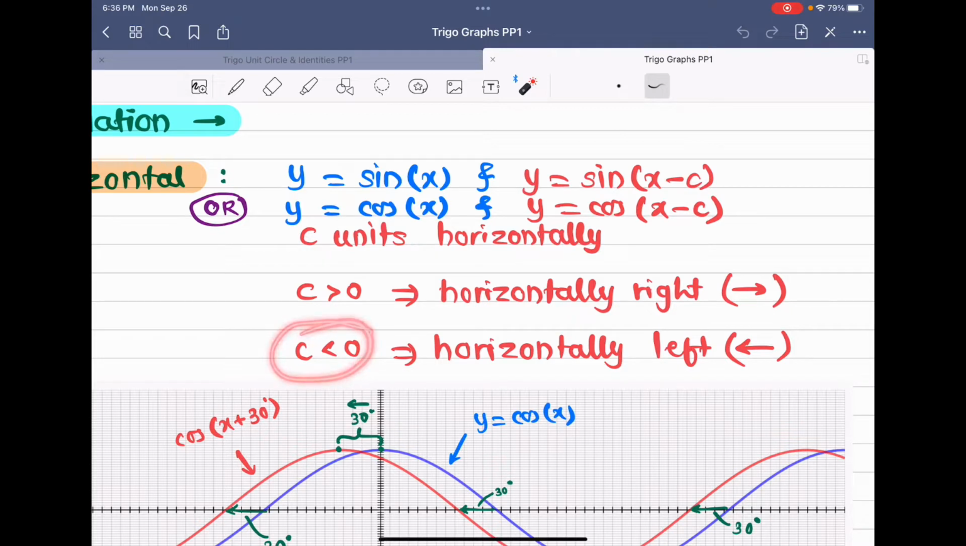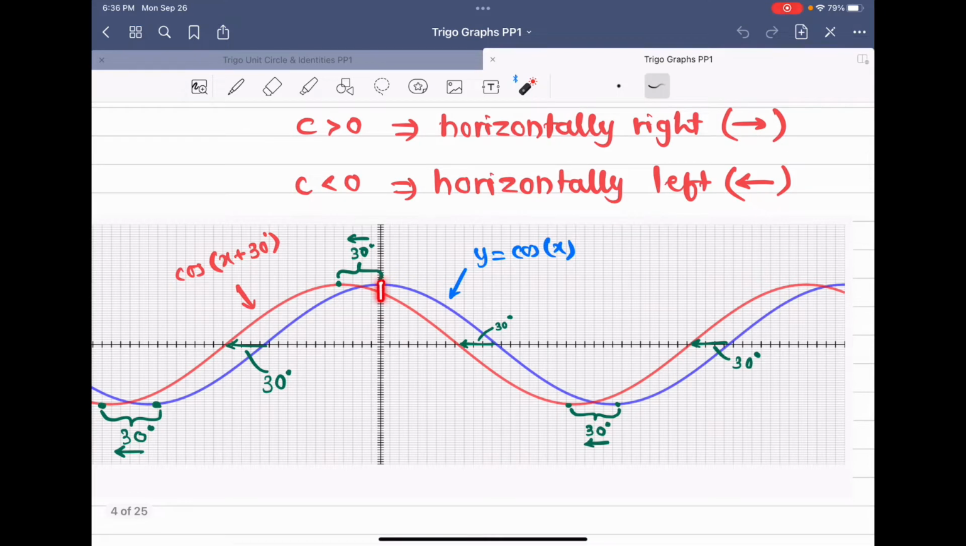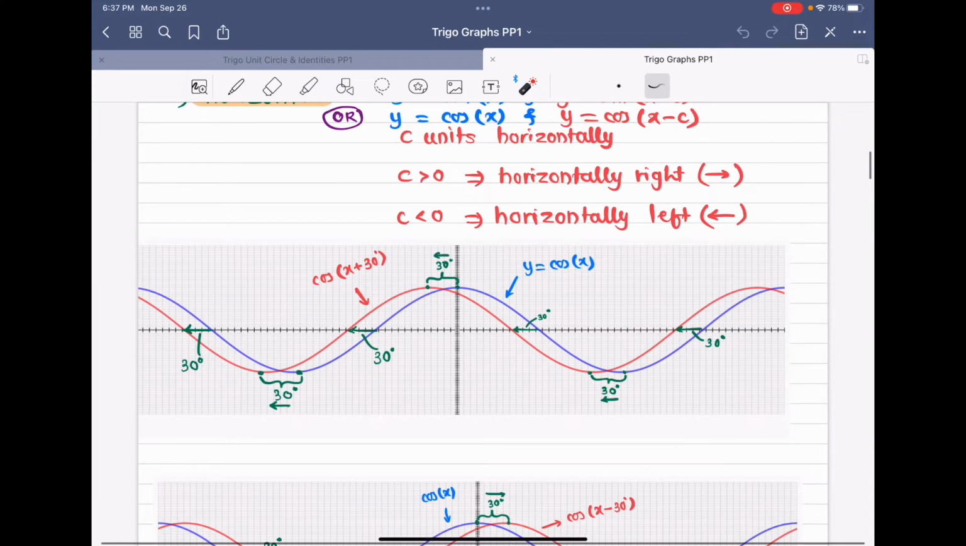If c is negative, it is moving horizontally left. So you can see here 0, 1. Now it becomes negative 30, 1. Or this is your cos of 90, now it becomes cos of 60. Okay. So every point on the blue curve moves 30 degrees horizontally to the left. You can see here 30 degrees. This is also 30 degrees. This is 30 degrees. This is 30 degrees. So as on the negative side also.